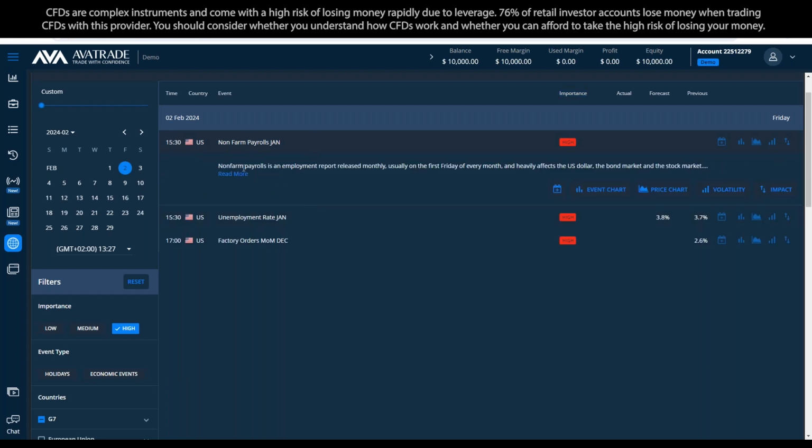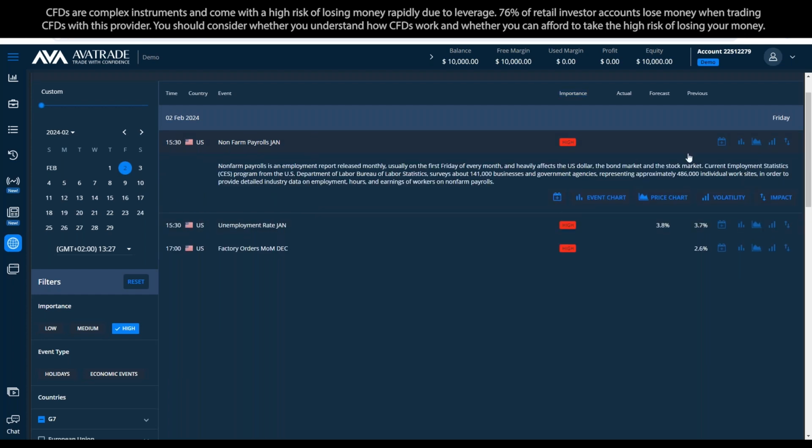If you click on something, it's going to elaborate. You see, you have here the volatility, price chart, impact. We already went through that, the event chart, and the option to add it to my calendar, which is amazing because later on I can see it if I'm using Outlook or something else, it will be in my calendar. Again, it's a huge time saver. You don't have to go through everything. You're just going to get a nice message about the event, and then you can get prepared and trade accordingly.